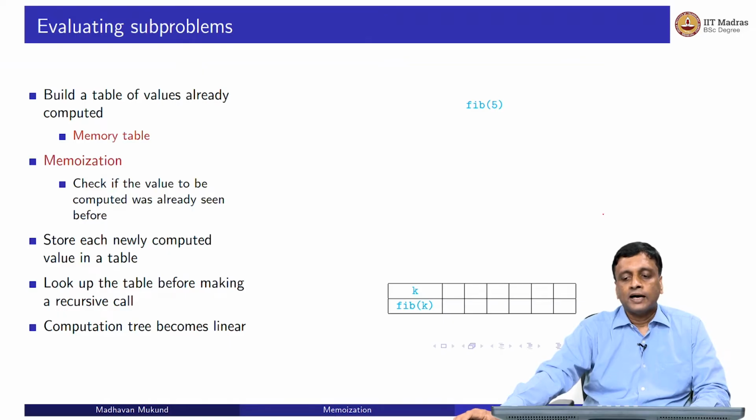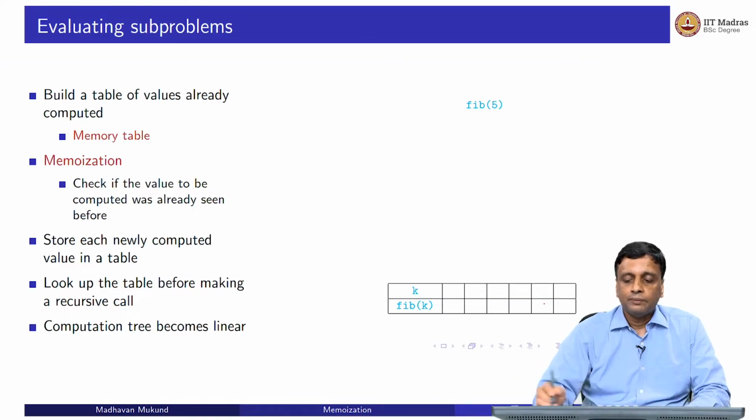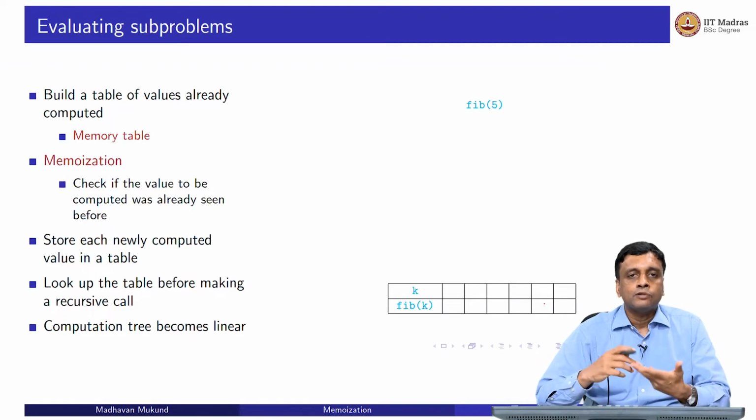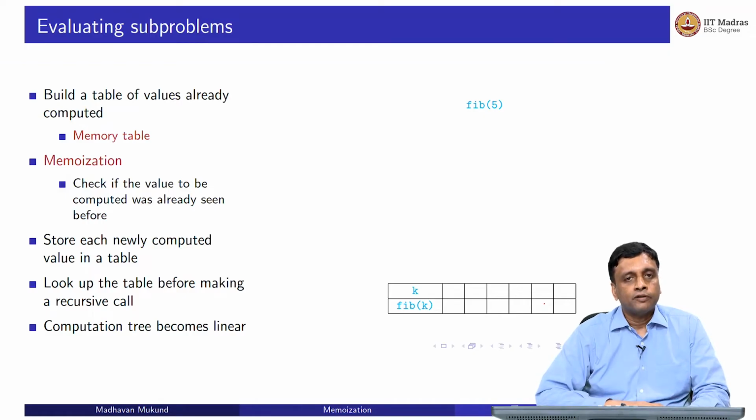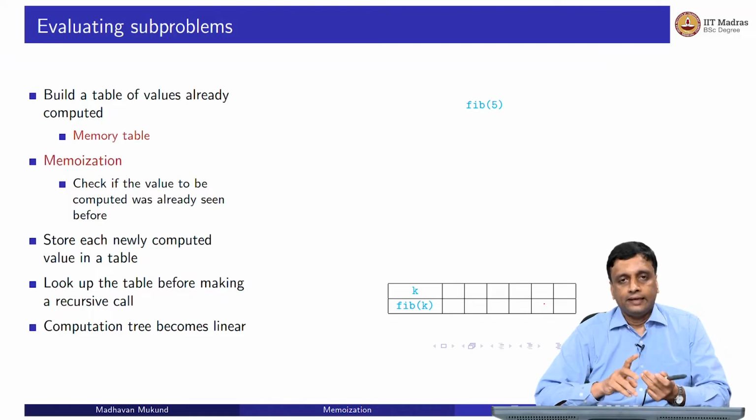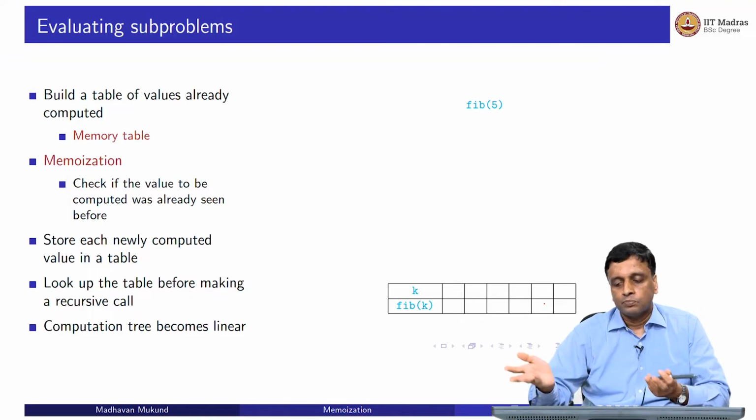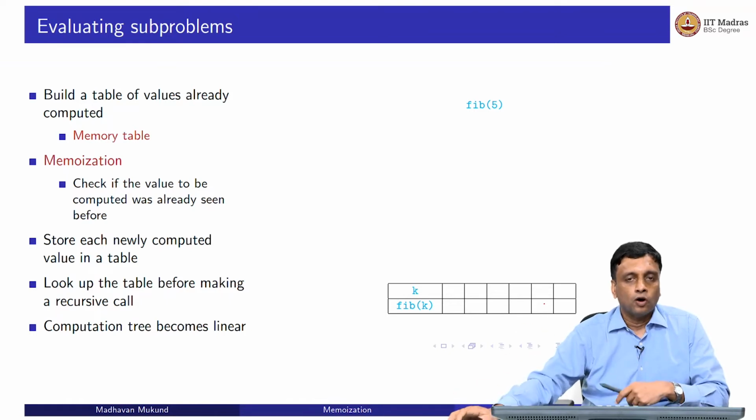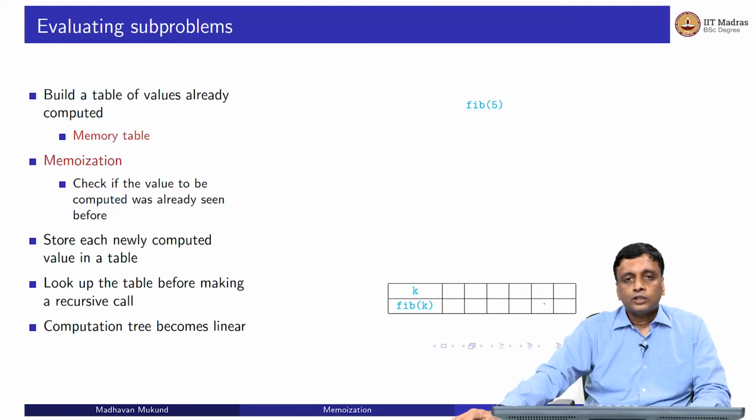As before, we start with Fibonacci of 5, but now we have this table. This table is going to be filled as and when we encounter values that we have computed. So right now, we have not computed Fibonacci of k for any k, so we just have an empty table. I have just put 6 boxes there, but in general, this table will grow as we go along. We know nothing about Fibonacci of 5, the table is empty, so we have to call, as usual, the recursive calls 4 and 3.